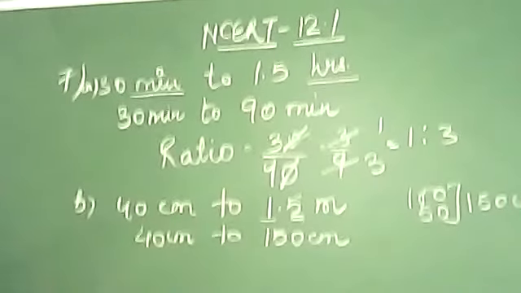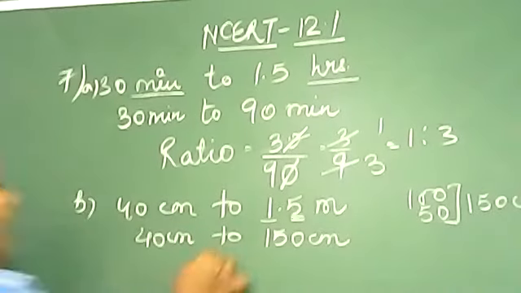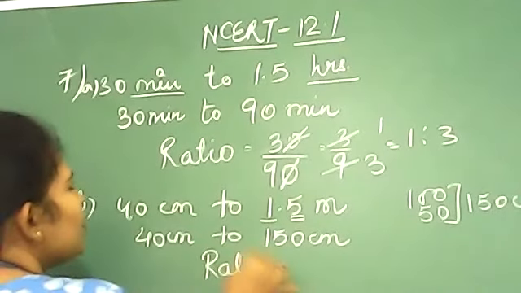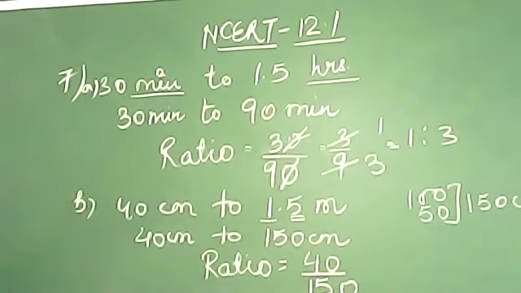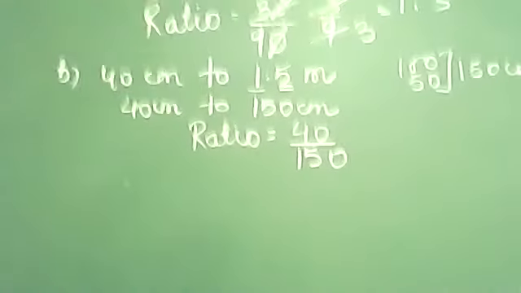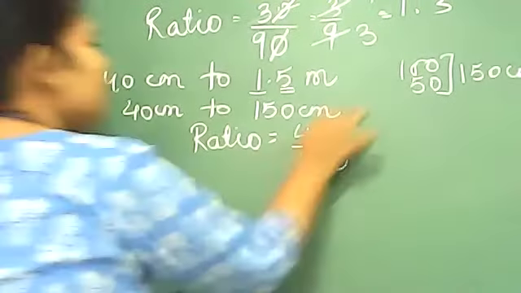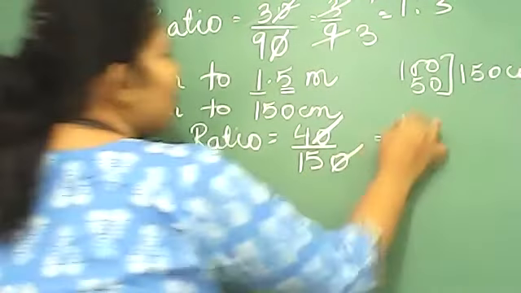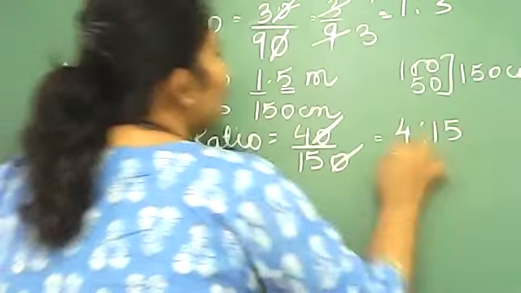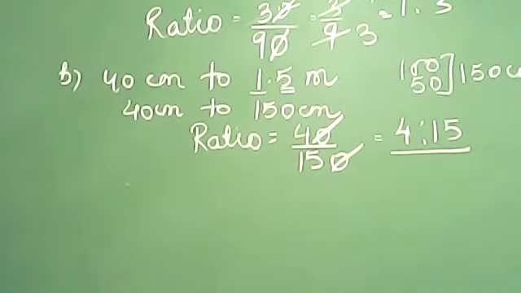Now both are common units. Simply find out the ratio of them. It would be 40 by 150. Yes, 0 will be cancelled. 10 to 10 it will cancel. 4 by 15. Will it cancel more? It will not cancel more. So our answer would be 4:15. Finished.